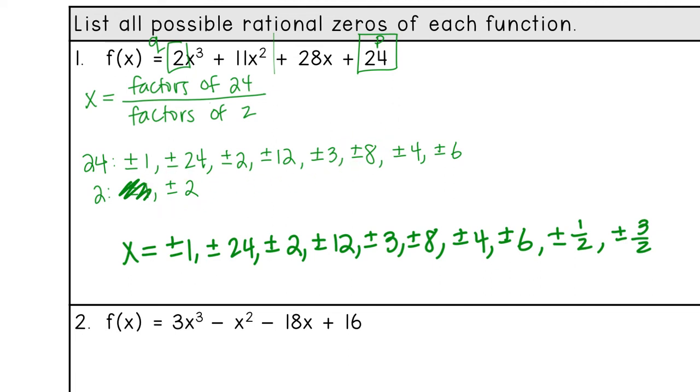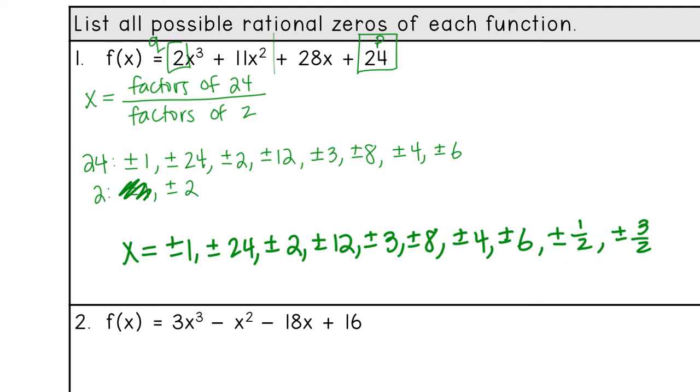8 over 2 is 4, and that's already here. 4 over 2 is 2, and it's already here. And then 6 over 2 is 3, and that's already on the list. So these are all the possible zeros that we could have.